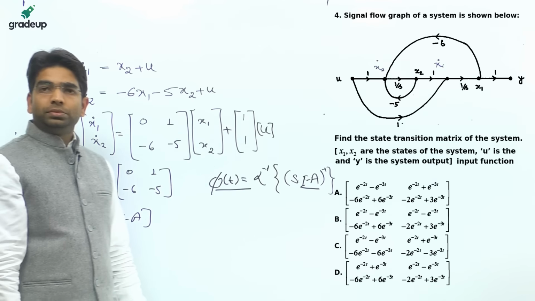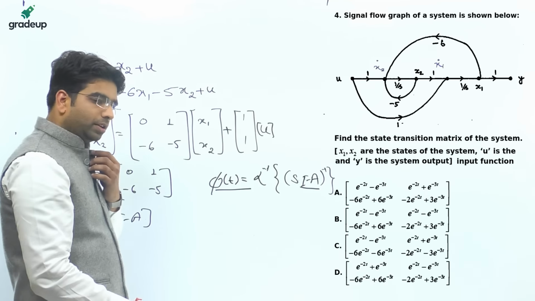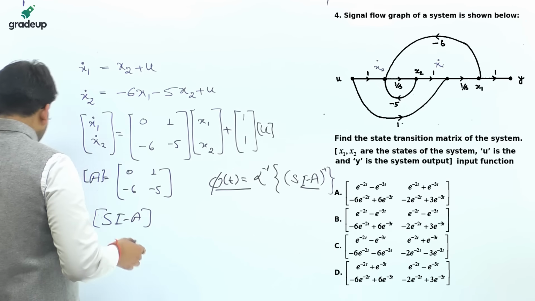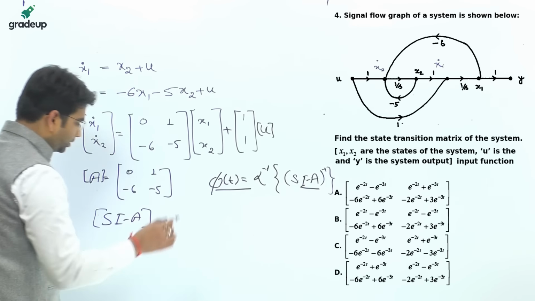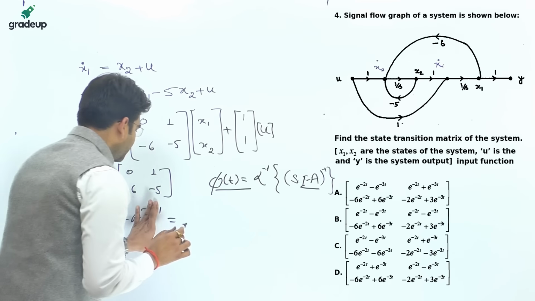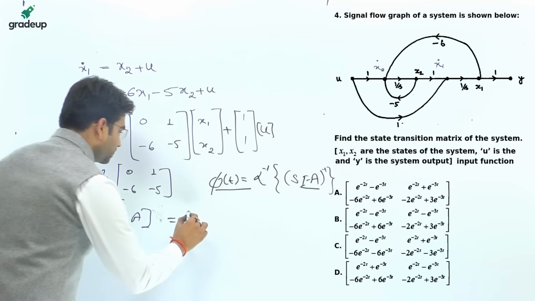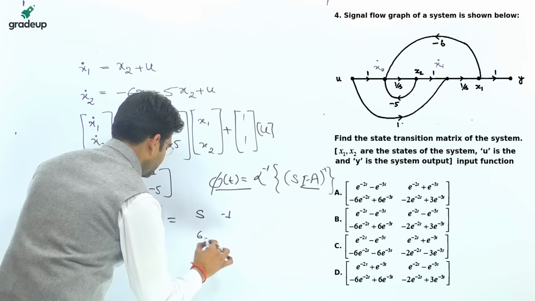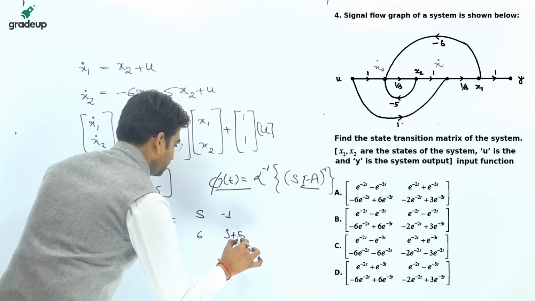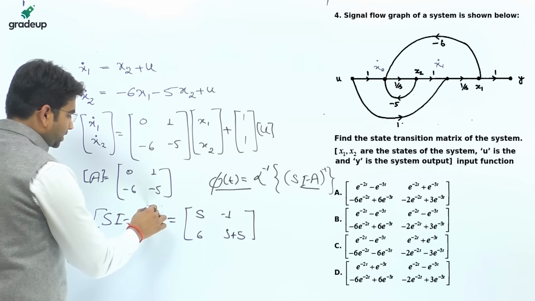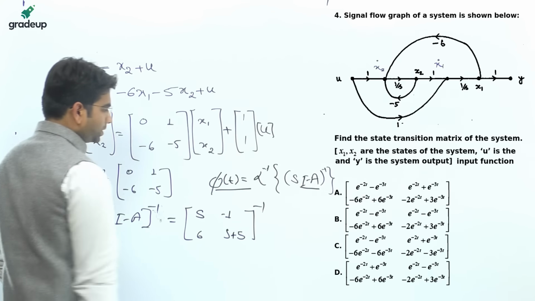No answers till now. Please buck up. You don't have that much time in the GATE exam. Okay, so you have to answer in about 2 minutes. Take 2 to 3 minutes. (sI minus A) inverse: take sI minus A first. sI minus A will be [s, minus 1; 6, s plus 5]. Okay, again from (sI minus A) inverse, it is an inverse.